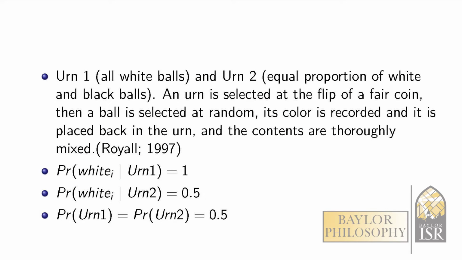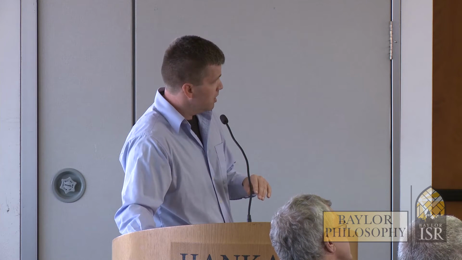All right, so we have an urn case. This is almost like a professional obligation of your Bayesian. You have to talk about urns. So we've fulfilled this. Urn 1 has all white balls. Urn 2 has an equal proportion of white and black balls. We're going to select an urn on a flip of a coin. Then we're going to select a ball, look at its color, place it back in the urn, and then mix its contents thoroughly. Okay, so now what we want to do is just describe some probabilistic features of Royall's case.